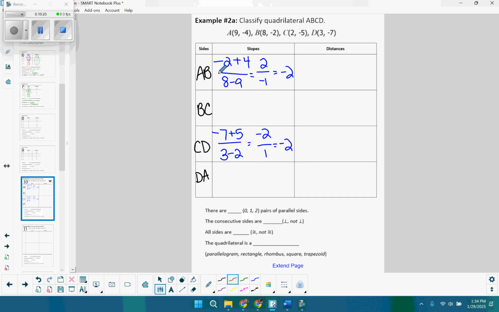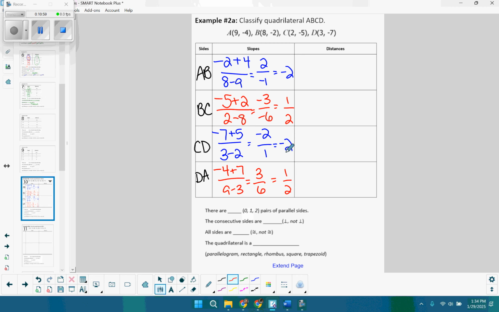Let's do the slope for BC and DA. So that's going to be -5 minus -2 turns into a plus 2 minus 8. So this is a -3 over a -6, and that reduces to be a positive 1/2. For DA, we have -4 minus -7, so -4 plus 7. We have 9 minus 3. So this is 3/6, which is positive 1/2.